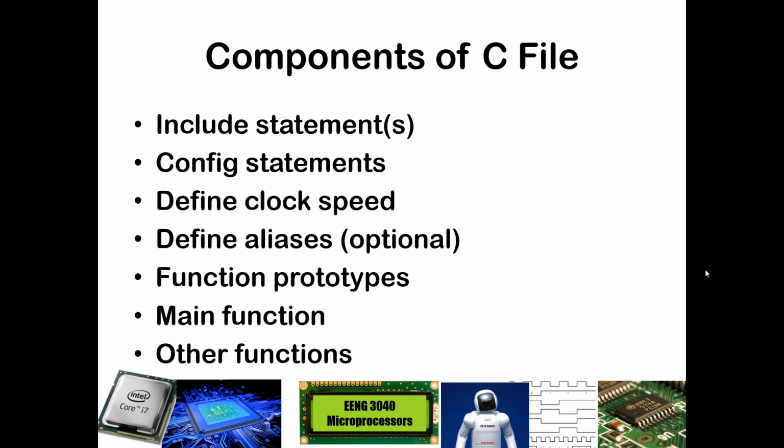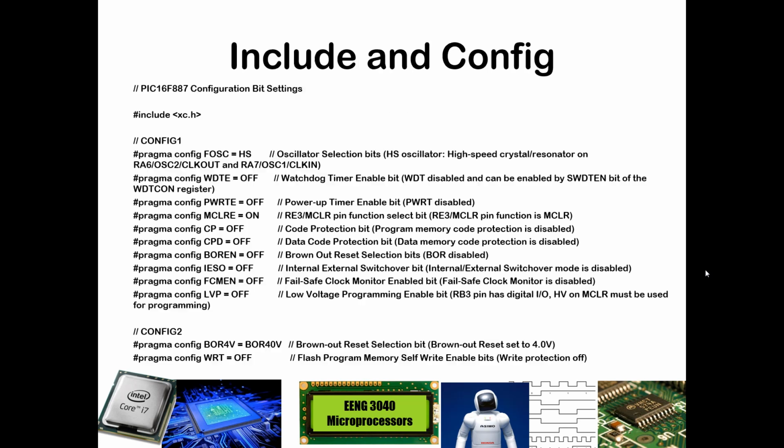You're going to start executing in main. And then you can have other functions defined down below, including an interrupt service routine that we'll define as a function. So let's go ahead and unpack this and start talking about the different things that you will have inside of a C code file.